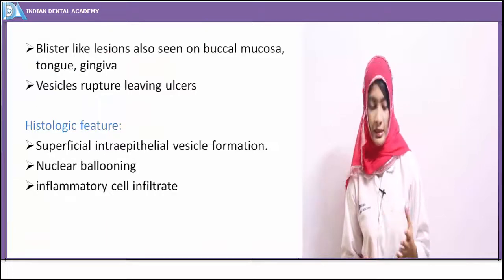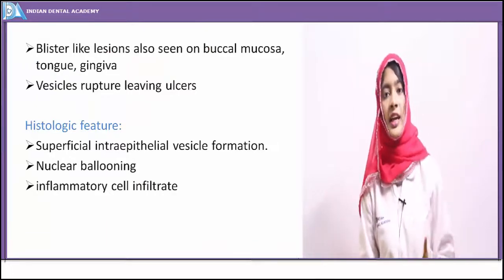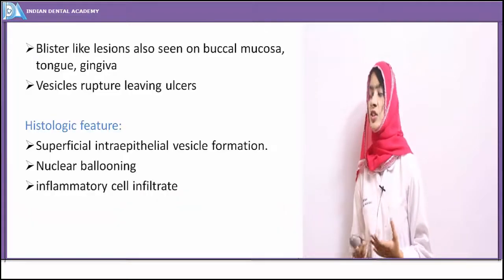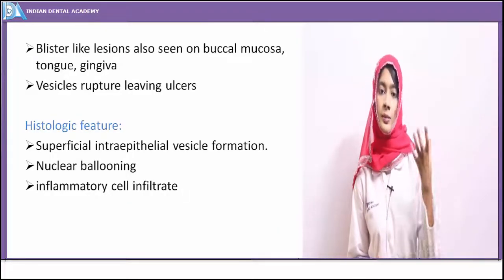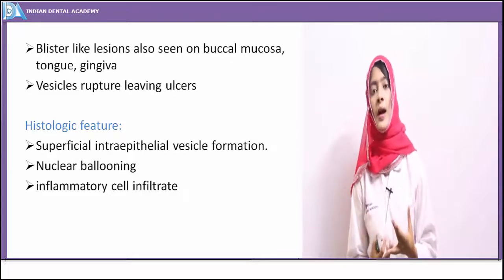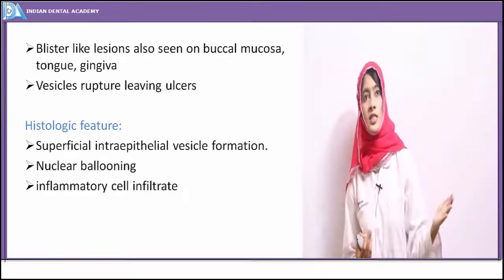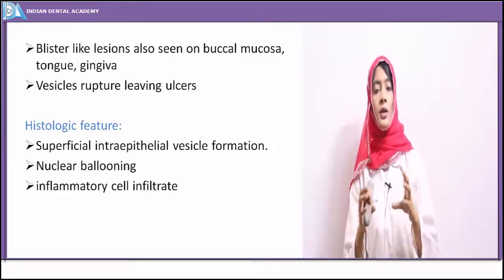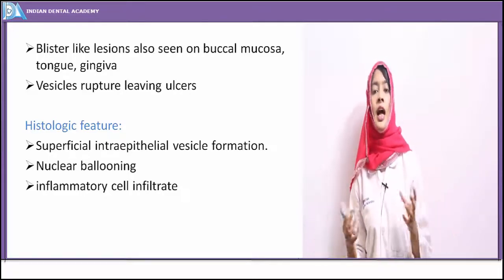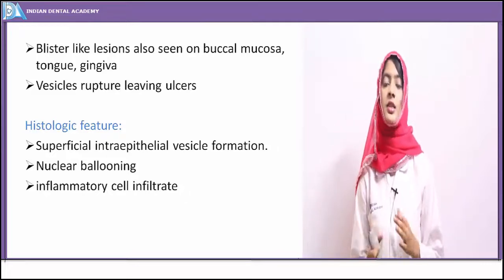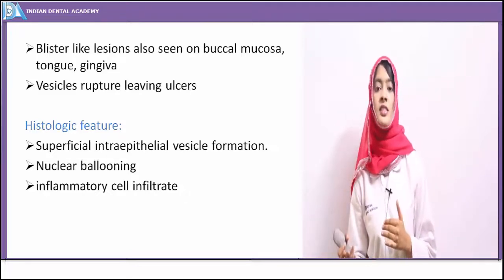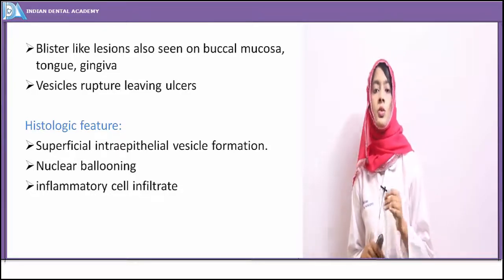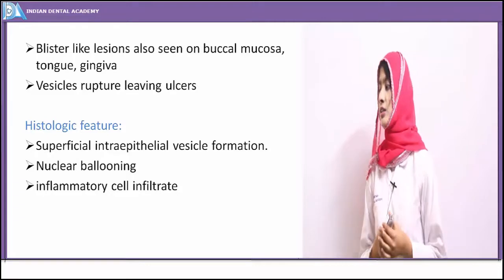So these blister-like lesions, when coming to the oral cavity, you can see varicella virus infections with blister development on the buccal mucosa, tongue, gingiva, and palate. These vesicles, same like the herpes simplex vesicles, rupture and liberate the fluid, and then they form ulcers. These ulcers heal by themselves by desquamation or by crusting of the surface layer of skin. So the scaling of the lesion occurs.